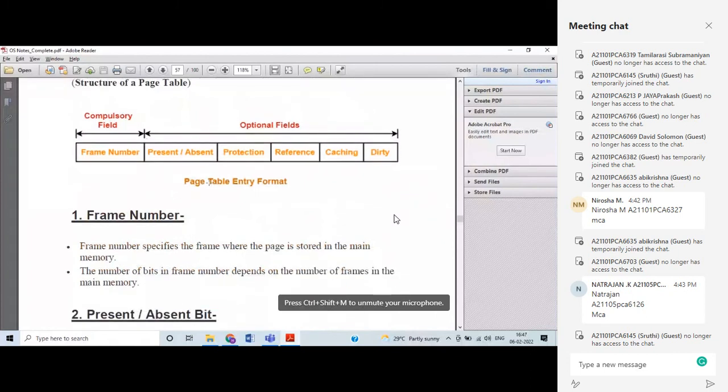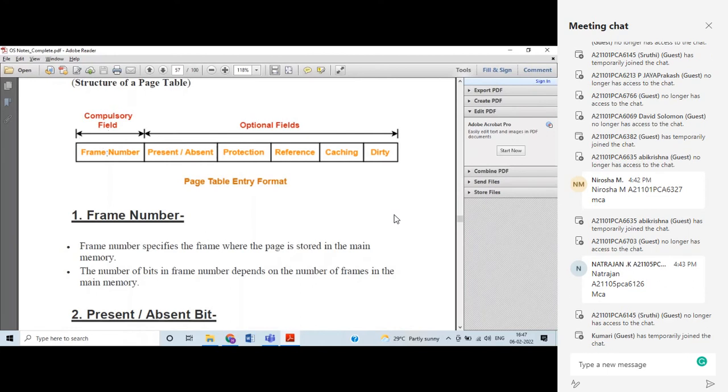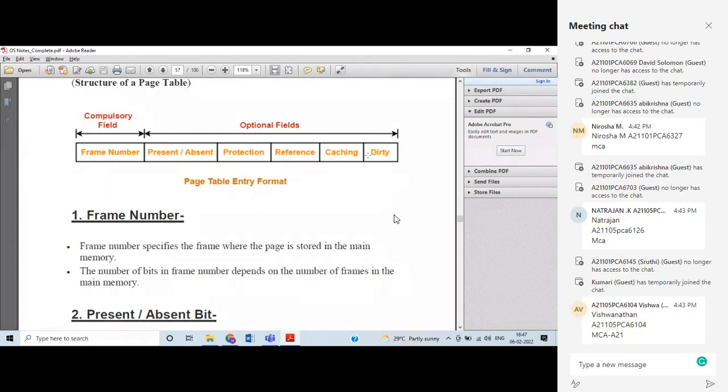So this is the page table. This is the structure of a page table. The page table entries are frame number, present or absent, protection, reference, caching, and dirty. The frame number and present or absent are compulsory fields, and the rest are optional fields.